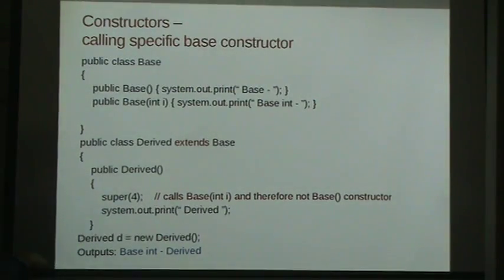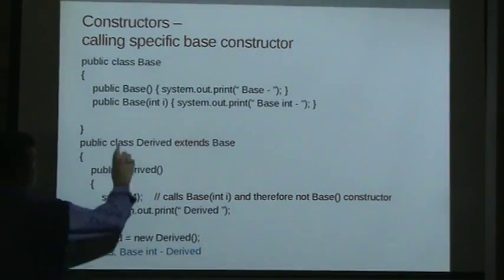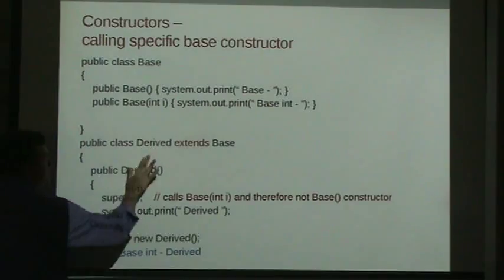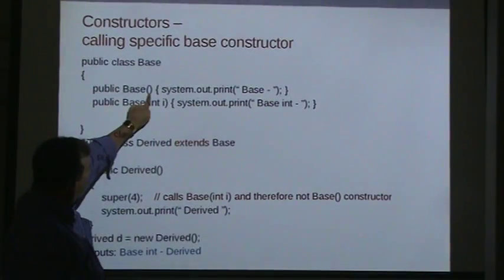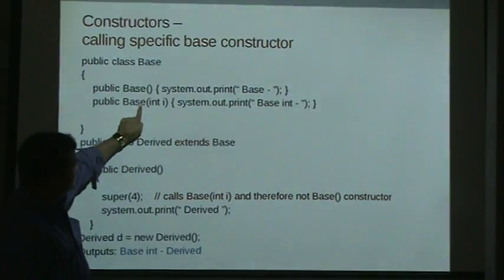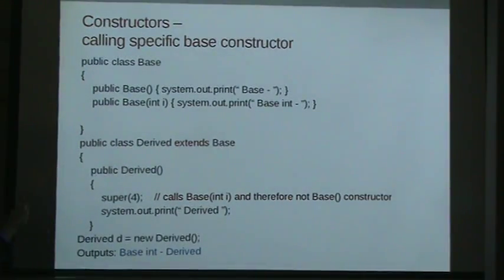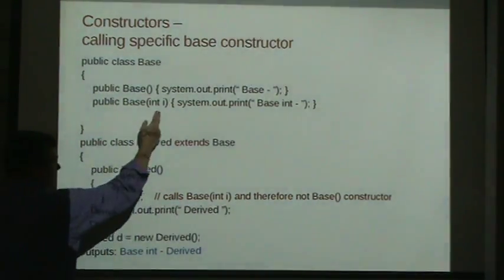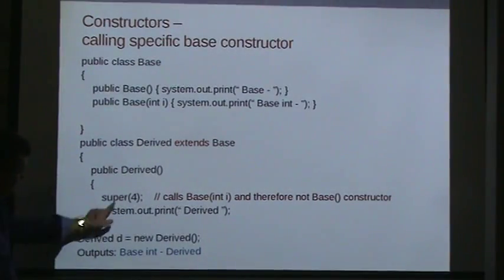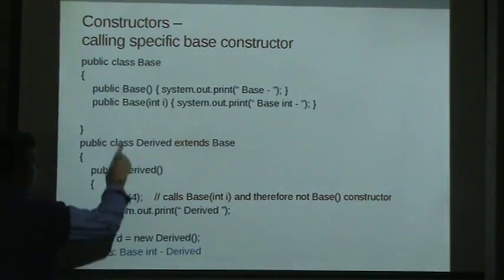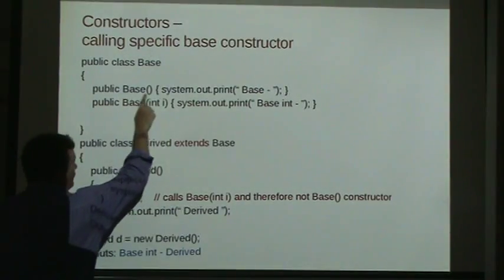Here's one thing, I just kind of threw this in as a side example. In this case, I have two constructors in the base. A constructor that takes no parameters, and a constructor that takes an integer as a parameter. So if somebody was to create a base object and give it an integer, like 4, that would call this constructor and therefore not this constructor.